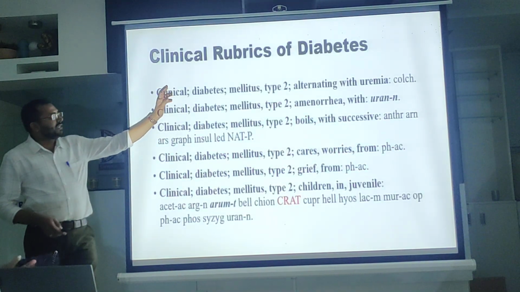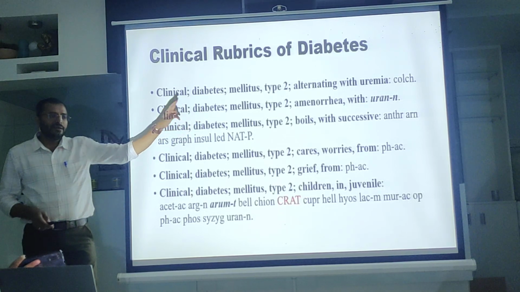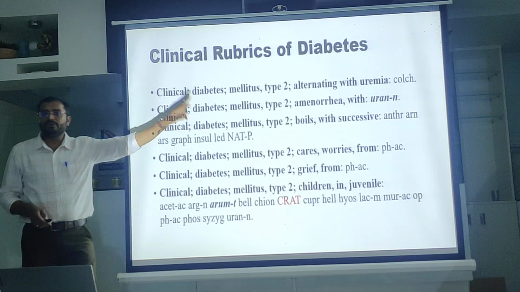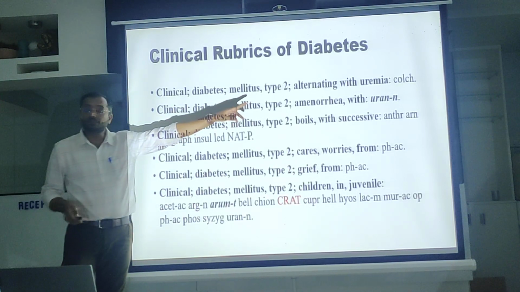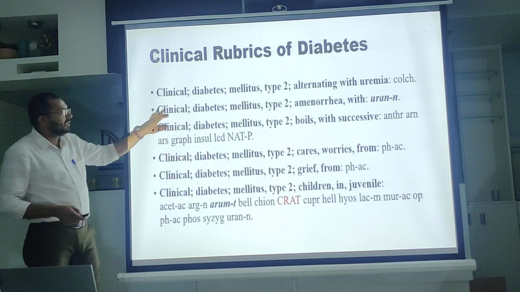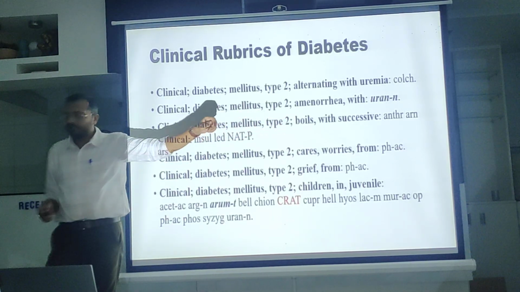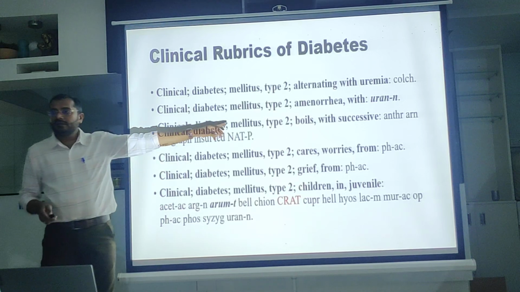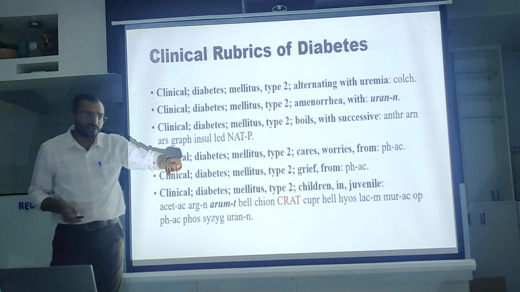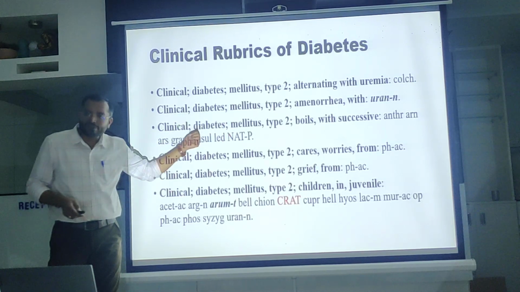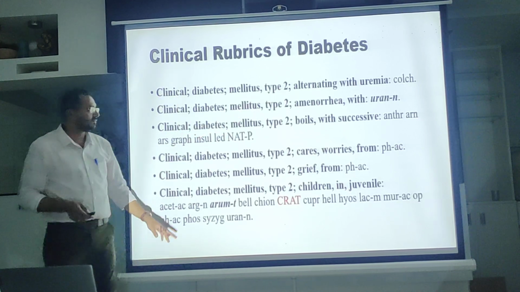So diabetes alternating with uremia. Many times uremia happens, and again diabetes, uremia, diabetes, uremia, three or four times admission was needed. Colchicum is the only remedy. Diabetes with amenorrhea, PCOD increased and diabetes came: Uranium nitricum. Okay? Why? Uranium nitricum is the remedy for insulin resistance. So in PCOD there is insulin resistance, and also in diabetes there is insulin resistance. So uranium helps to reduce that resistance.